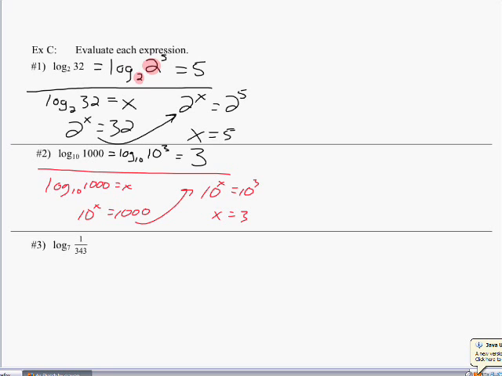Number 3 looks a little crazy here. Let's take the same concept. We want to change 1 divided by 343 to have a base of 7, which might be a little bit hard to conceptualize. Is there any way to change that fraction so it wouldn't be a fraction? Right. Take 343 and set it to -1.